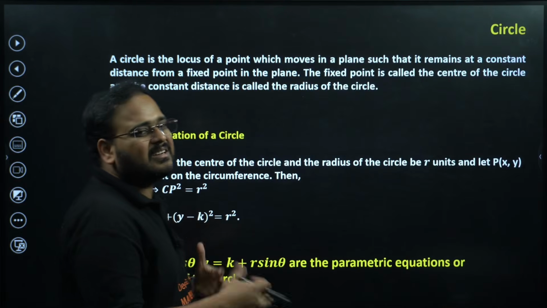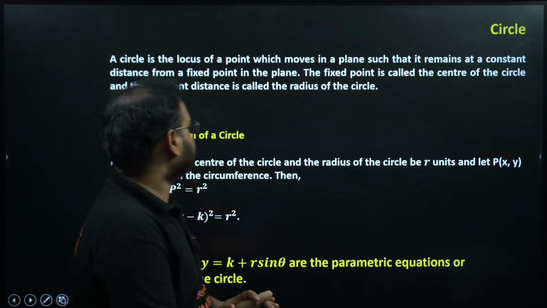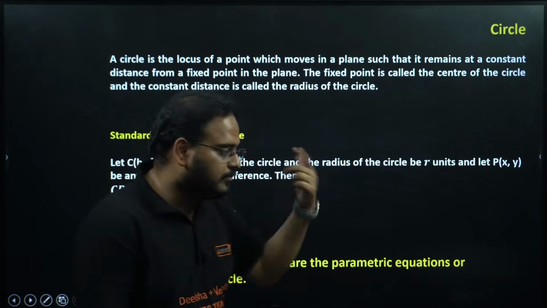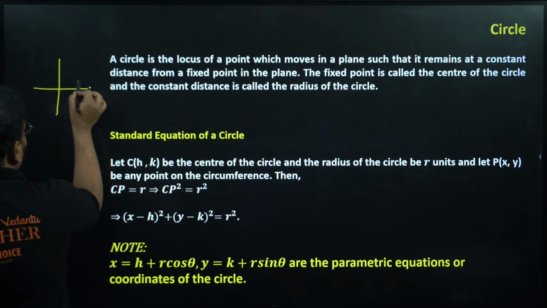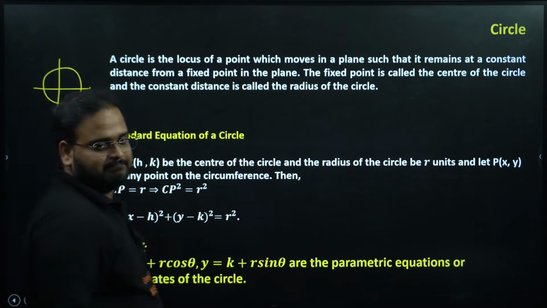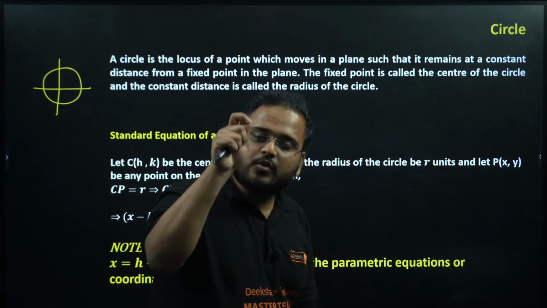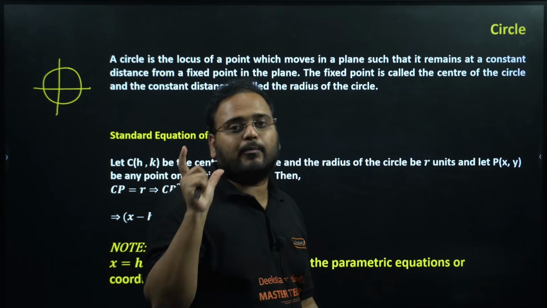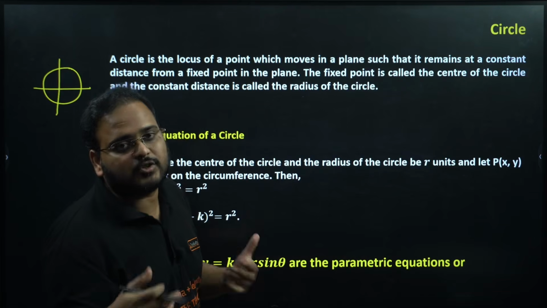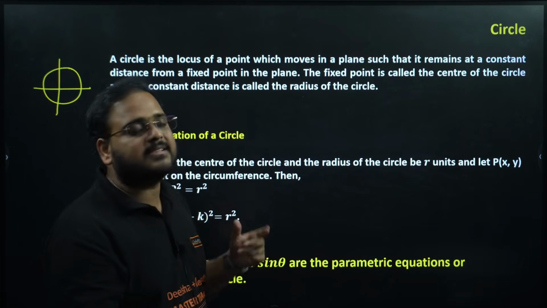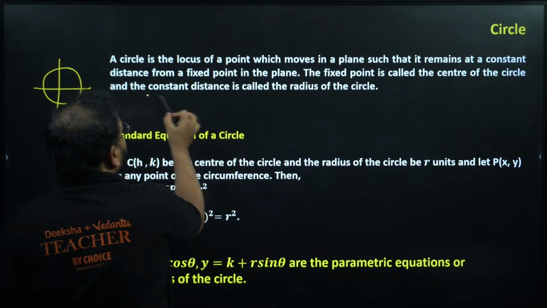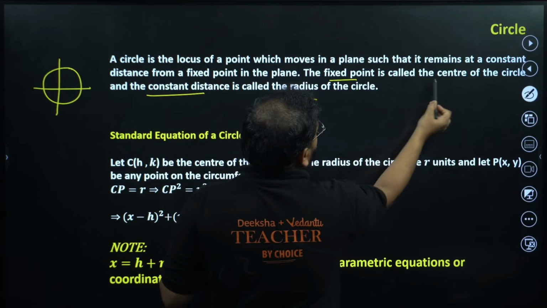Now comes your basic definition part and the formula part. A circle is the locus of a point which is always at a fixed distance from a fixed point. This distance is constant and is called the radius, and the fixed point is called the center. The constant distance is called the radius, and the fixed point is called the center.